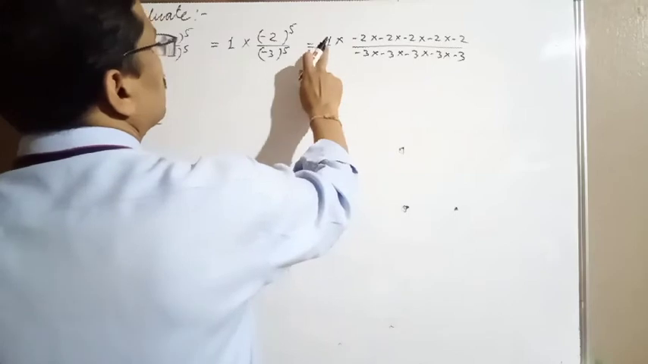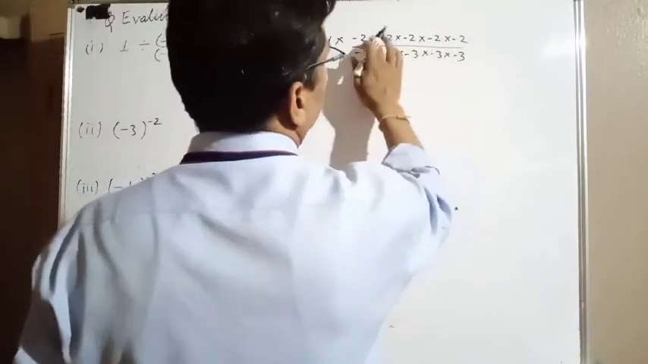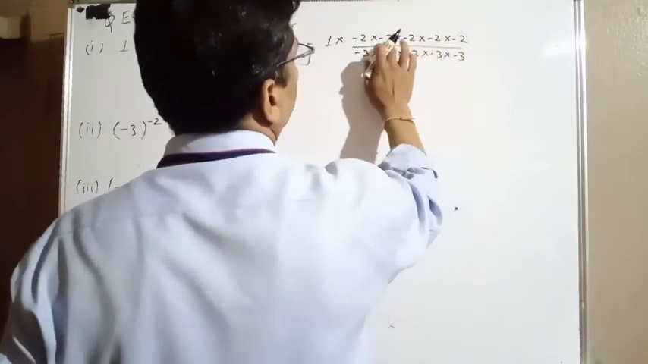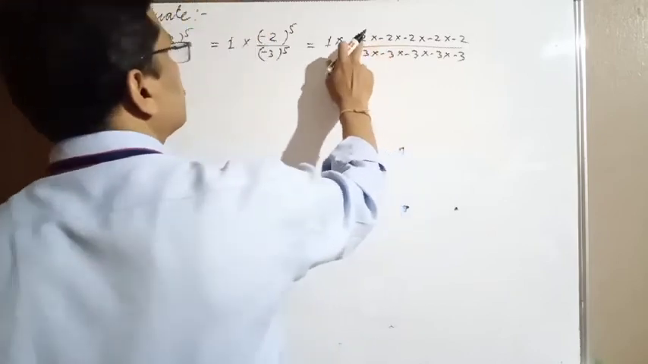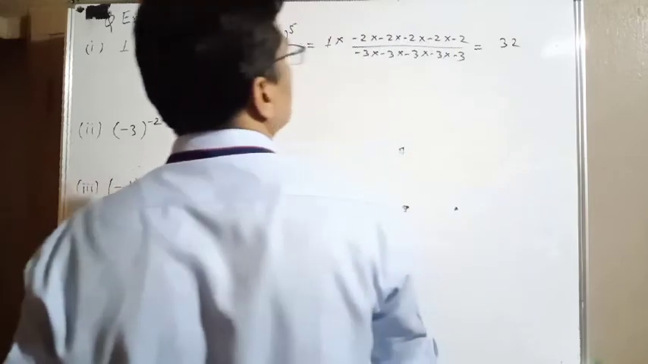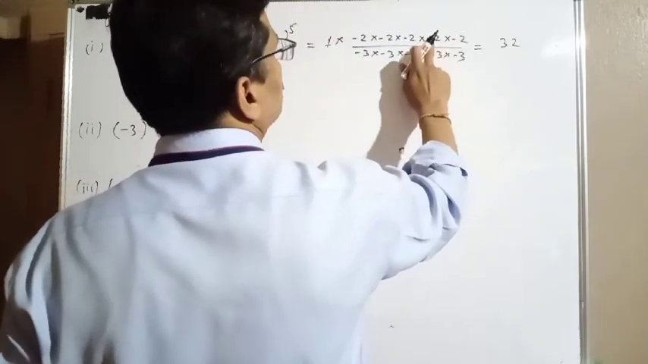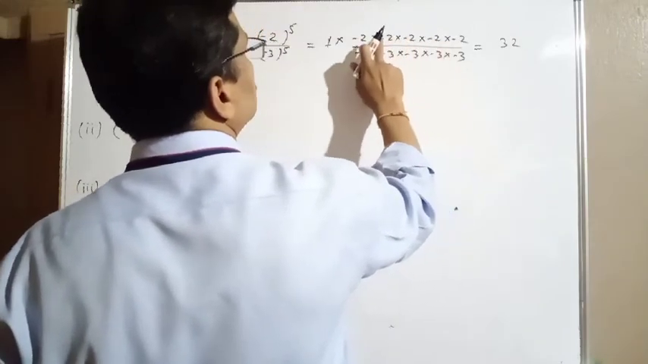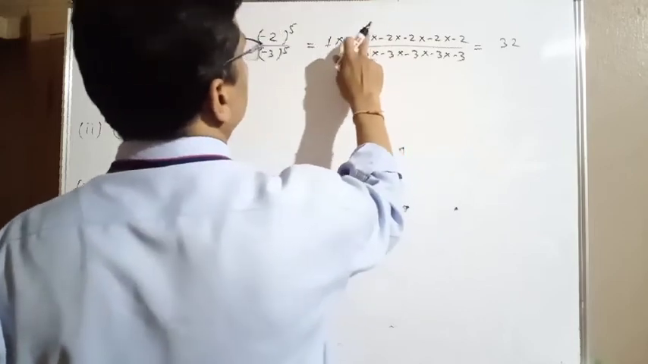Now we are not able to cancel directly. We multiply. 2 twos are 4, 4 twos are 8, 8 twos are 16, 16 twos are 32. We get here 32. What will be the sign? Minus, minus, plus, plus, minus, minus, minus, minus, plus.